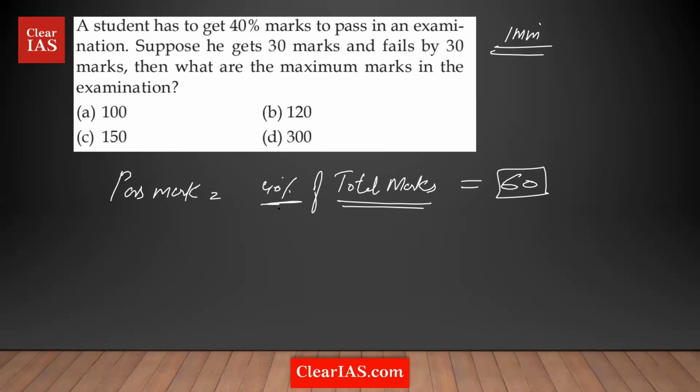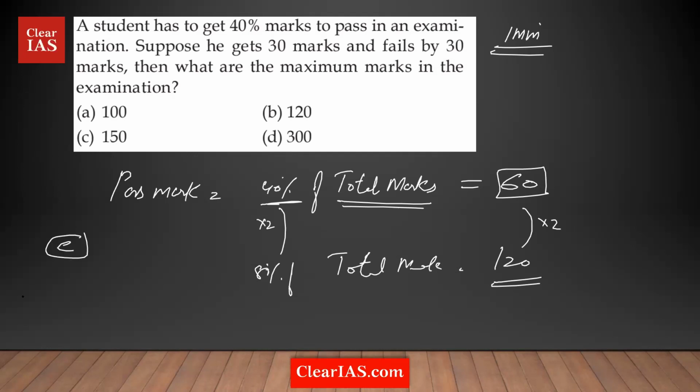Clearly, what is 80% of the total mark? It is 120, right? Multiplying 40 by 2 you get 80, and here multiplying 60 by 2 you get 120. So 120 won't be your answer; it's slightly more than 120, so option C would be the right answer. Or you can calculate it: total mark is equal to 60 into 100 by 40. This will give the answer.